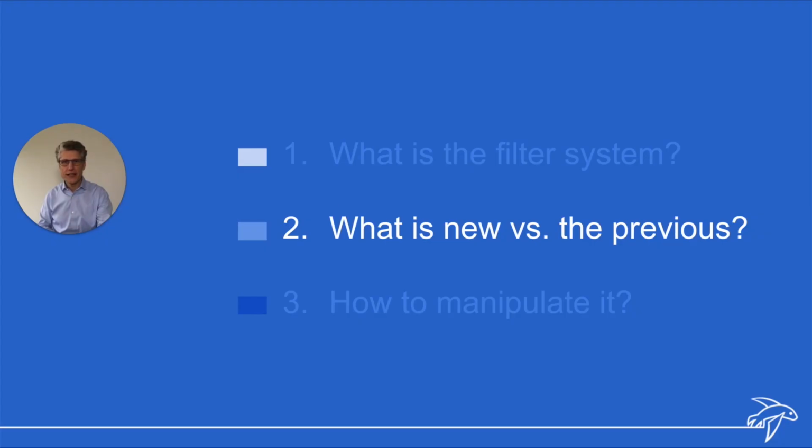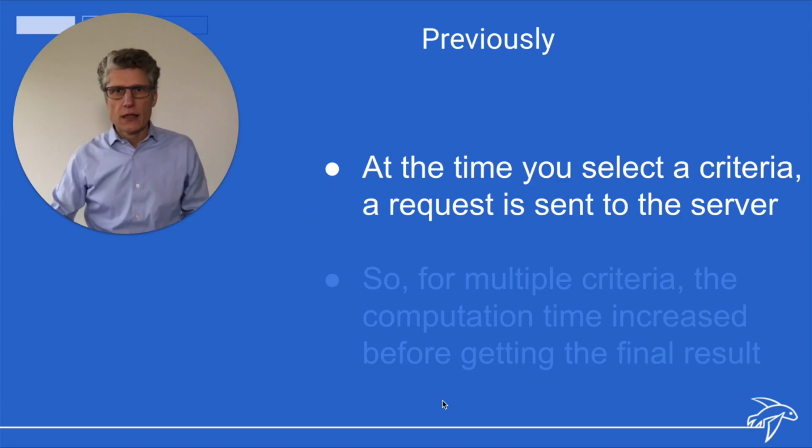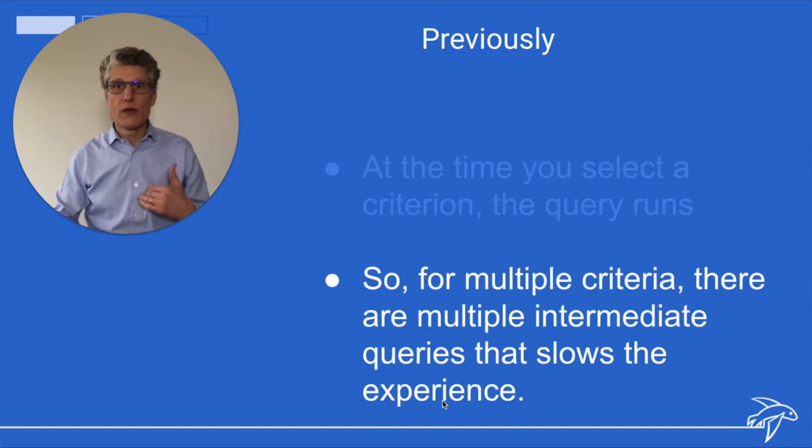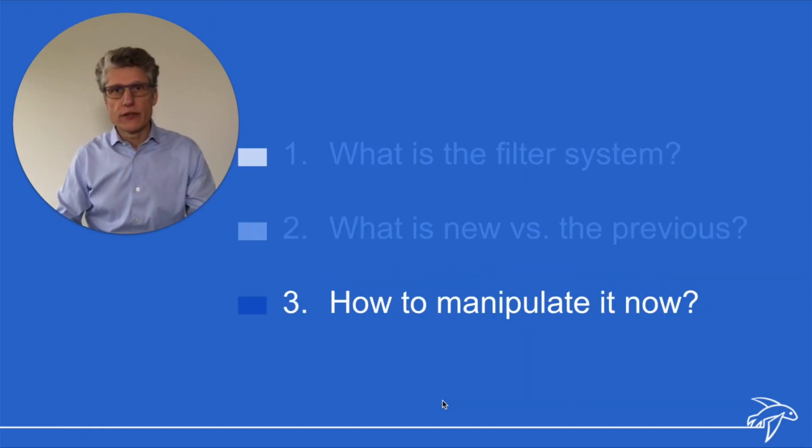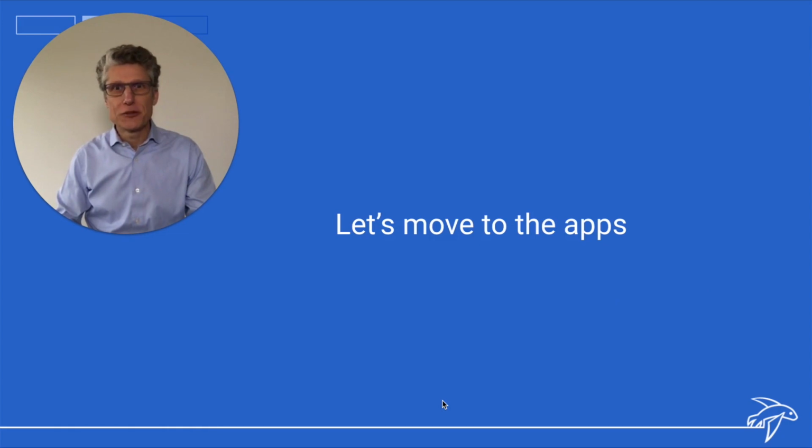So what's new now versus the previous way? Previously, at the time you select a criteria, a request is sent to the server. So when you have multiple criteria, there are multiple intermediate queries that slow the experience. Let's go now and see how to manipulate it in the app.